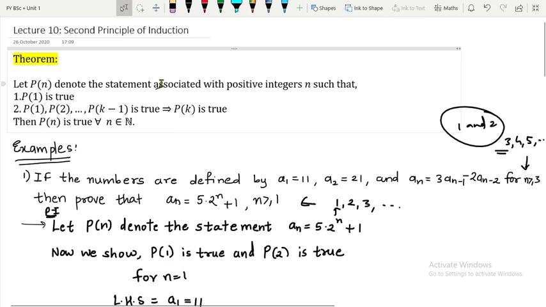Whatever statement is given, we will call that statement P of n. We will prove that P of 1 is true. In some cases we need to prove P of 2 is also true, and then we are going to assume that P of 1, P of 2 up to P of k minus 1 is true, and with the help of that we will prove that P of k is true. And if we are able to prove it, then the induction principle has succeeded, and therefore we can say that the P of n statement is true.